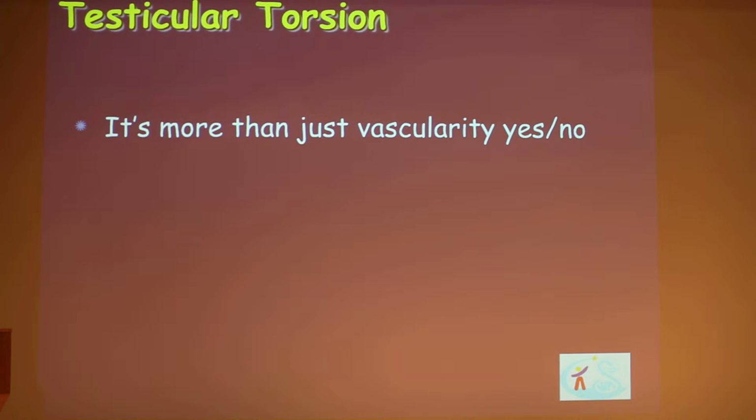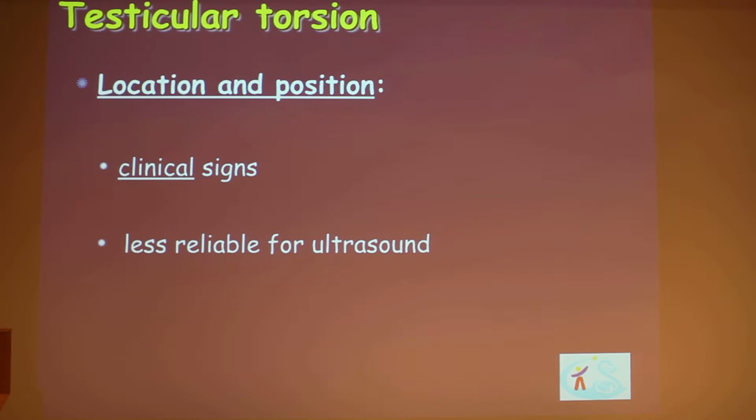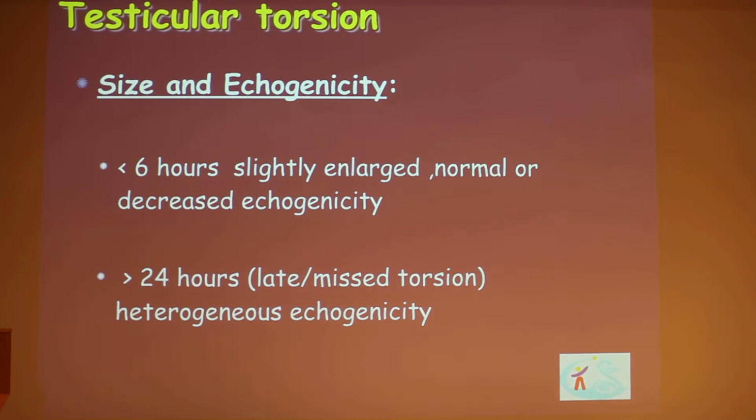Now, diagnosing testicular torsion is more than just there is flow or there isn't flow. There's a number of things that we can look at. We can look at the location and position of the testicle, its size, its echogenicity, vascularity, of course, and the appearance of the surrounding structures. Location and position are more clinical signs and less reliable for ultrasound. Size and echogenicity: less than 6 hours since the beginning of torsion, the testicle will be slightly enlarged, normal, or have decreased echogenicity. After 24 hours, which is defined as missed or late torsion, the echogenicity will be heterogeneous.